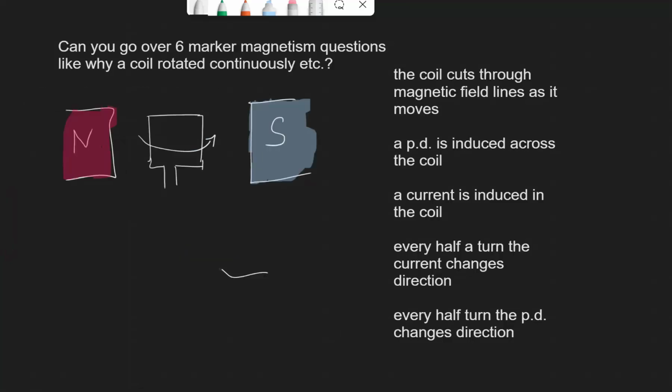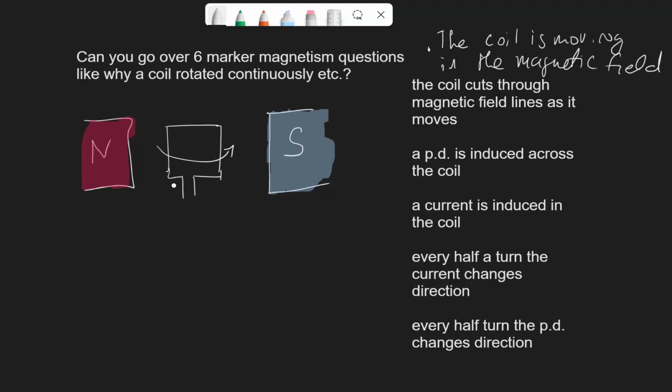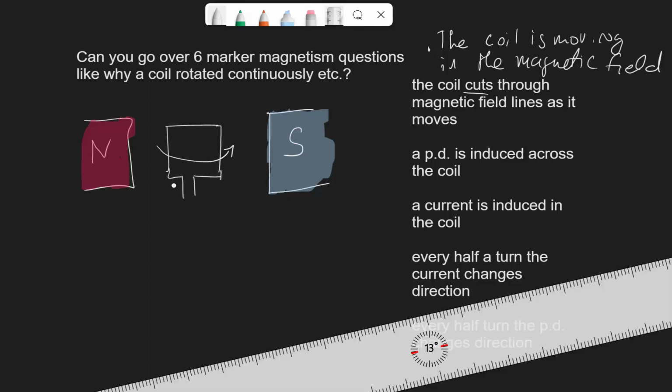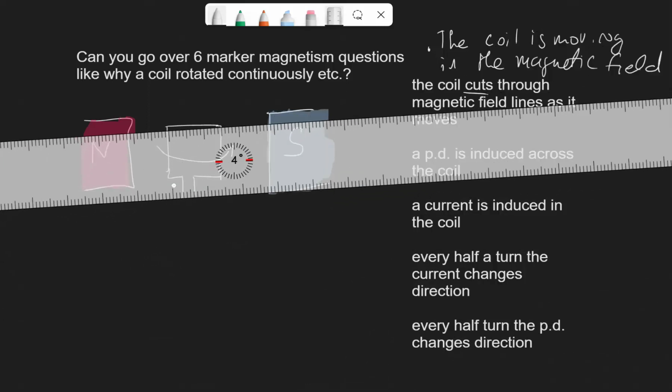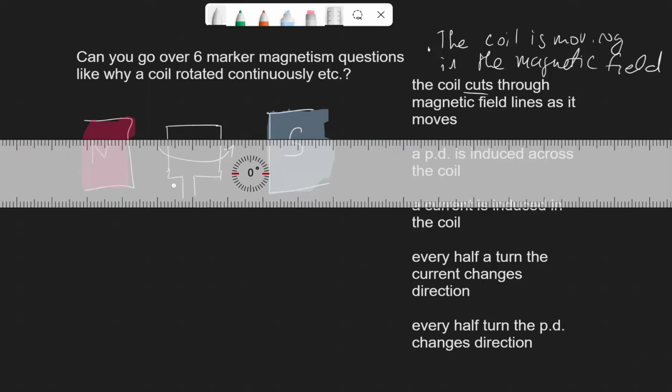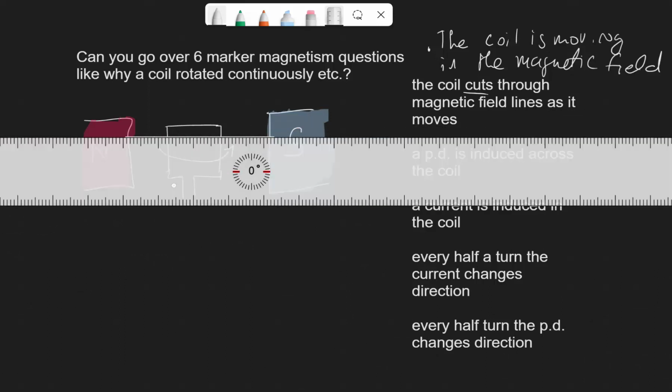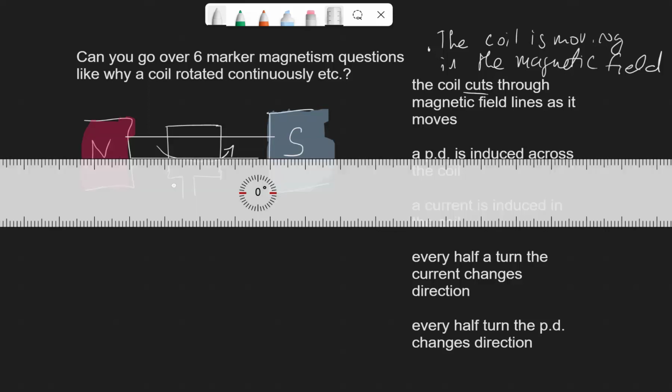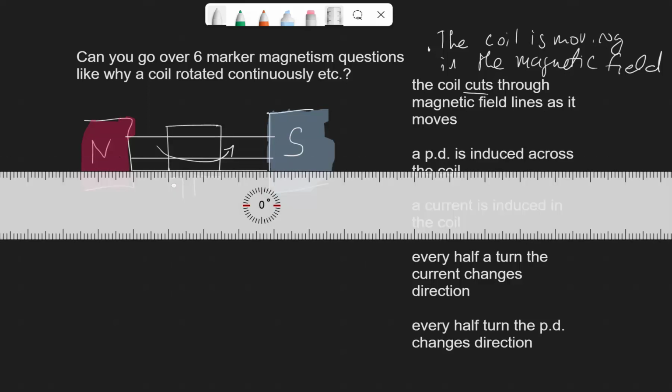Well, here are some of the typical marking points in kind of a 6-marker form. First of all, when the coil moves, that's actually kind of an important one to add in, that the coil is moving in the magnetic field. And as it's moving through the magnetic field, it cuts through magnetic field lines. Also, as a reminder, magnetic field lines always go from north to south, just in case you're being asked to draw them on a question. So let's just draw a couple, it doesn't hurt drawing a few. Or maybe asked to state their direction, etc.